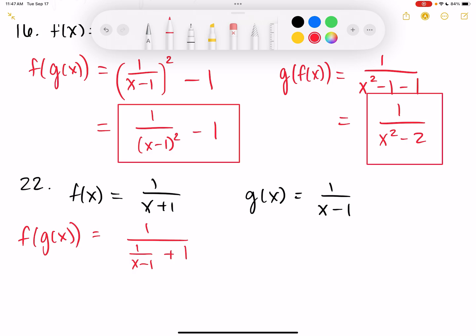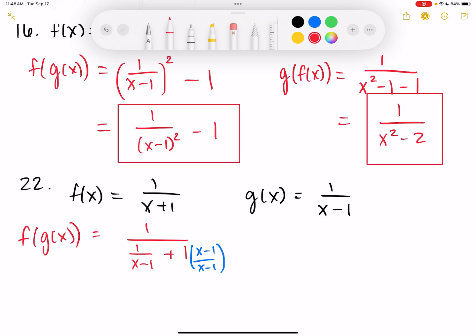What's the problem now? You have to flip it, right? I have a fraction and a fraction, so what do I have to do about it? How do I combine fractions? Or how do I combine a number and a fraction? Do the common denominator. What would my common denominator be? x minus 1. Yep, so I need to multiply by x minus 1 over x minus 1.